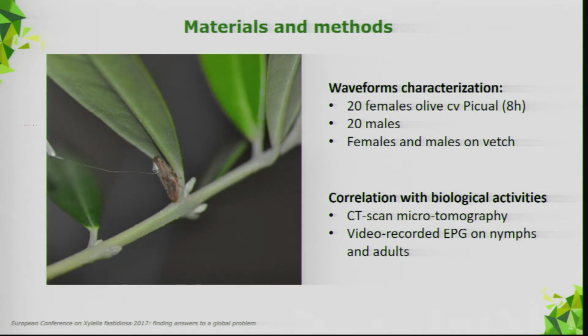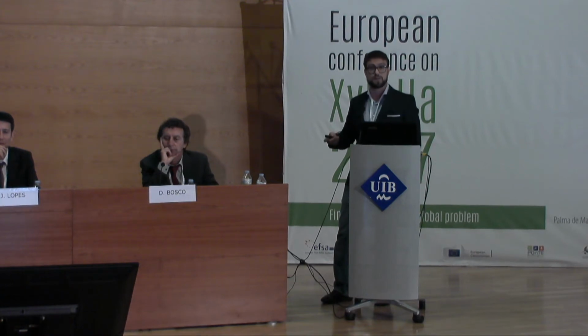So what have we done in Madrid? We characterized the feeding behavior of Philaenus spumarius on olive, cultivar Picual, and vegetable plant, both of females and males. And then we looked for the biological activity, so the biological meaning of each one of these waveforms by CT scan microtomography, so looking at the position of the stylets during each one of the observed waveforms, basically reconstructing the 3D image without excessive manipulation of both the insect and the plant, and by video recording EPG, looking in real time at the excretion of the adults and the excretion and secretion of the nymphs with the formation of the spittle.